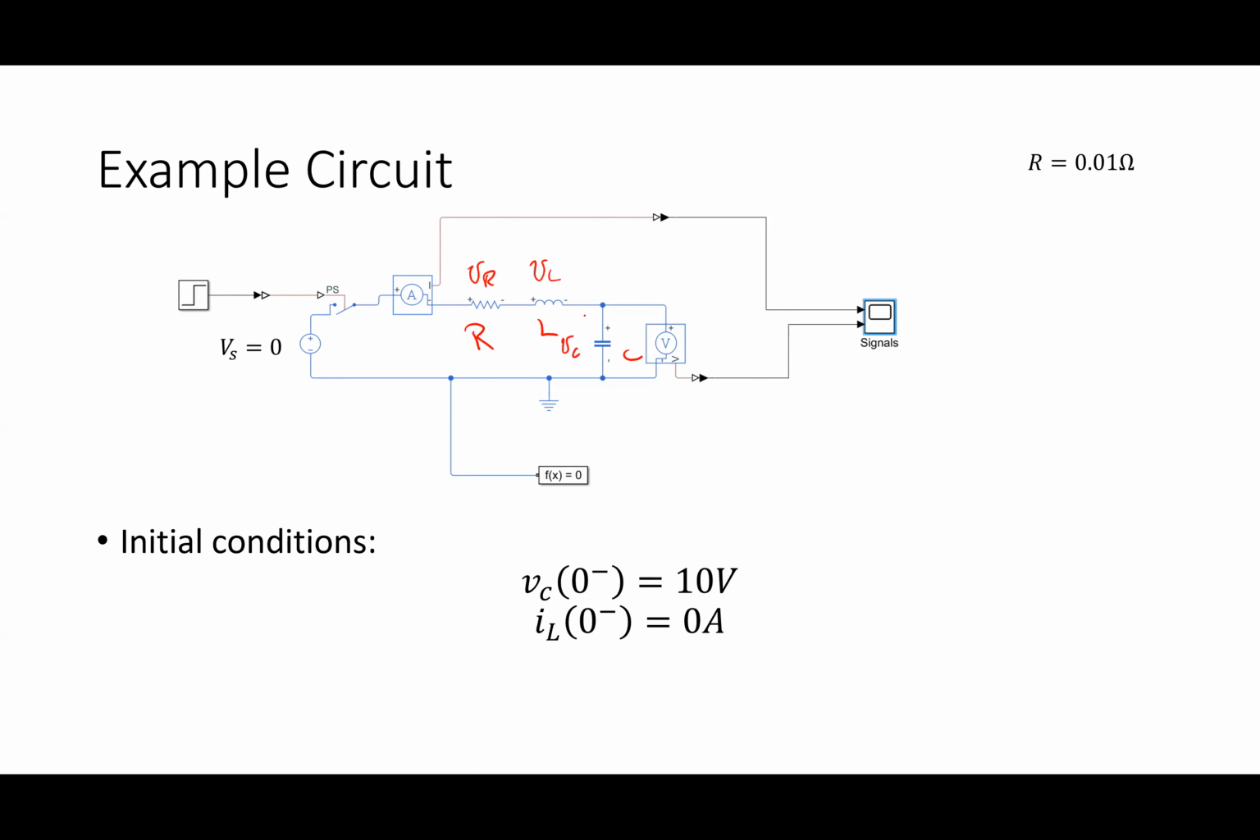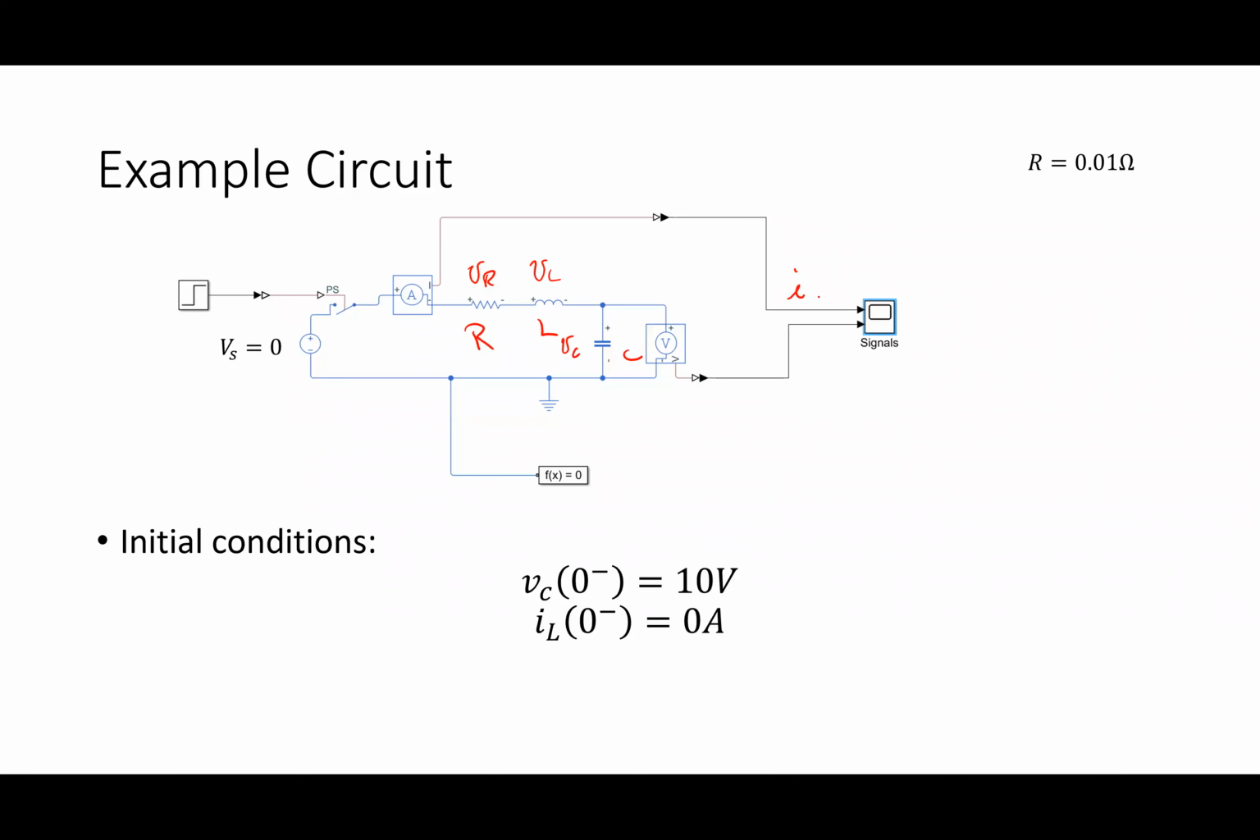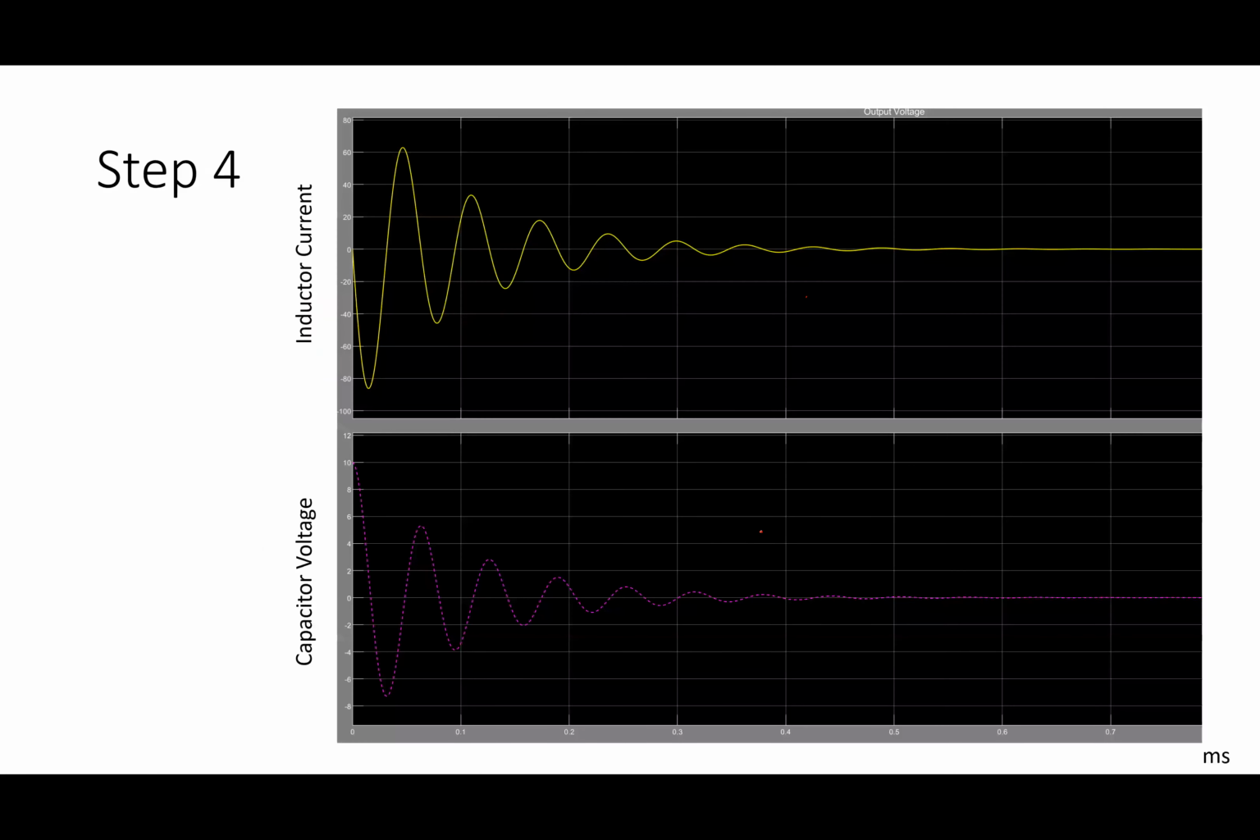What I'm measuring here is I have a current meter in series. This here is I sub L, and this here is V sub C. I said that this voltage source here is 0, so it's basically a short circuit. Before t equal to 0, I set the voltage on the capacitor to 10 volts, and I put the current in the inductor to 0 amps. For the values I have here, is that underdamped or overdamped? Underdamped. It's got that decaying oscillation, so I know that this is underdamped.